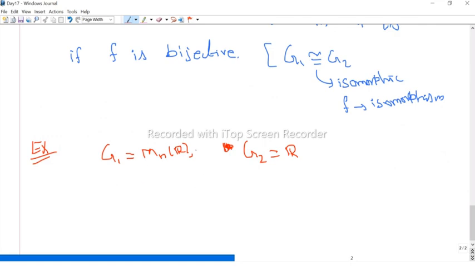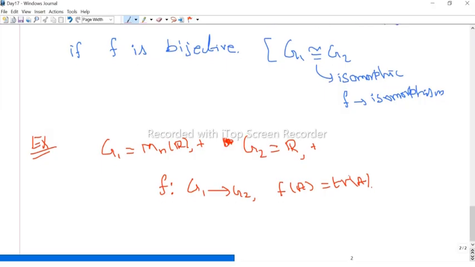Okay. So clearly this is also a group with respect to matrix addition. The real numbers are also a group with respect to addition. Suppose I am defining the trace function. So we define F from G1 to G2 defined by F of A, where we are assigning the trace of the matrix.